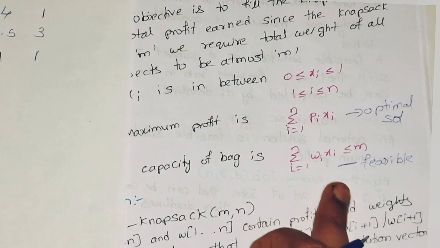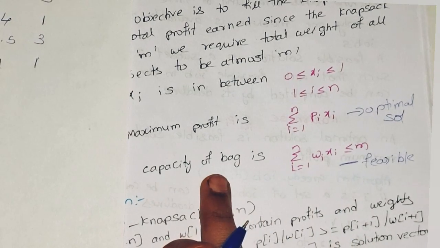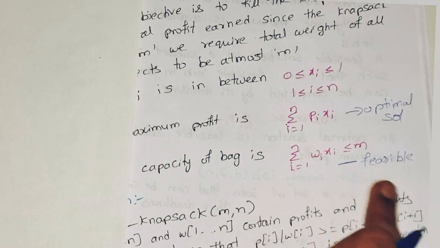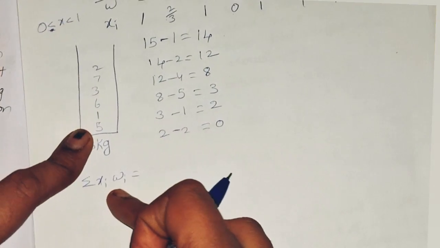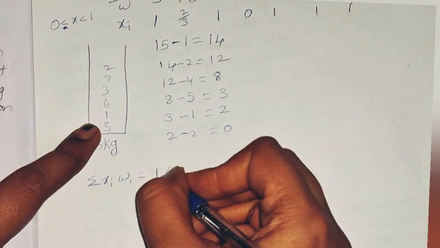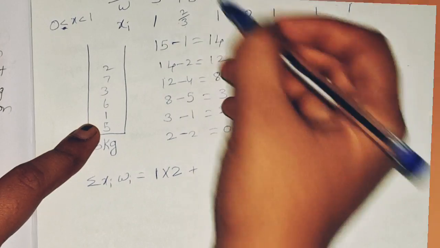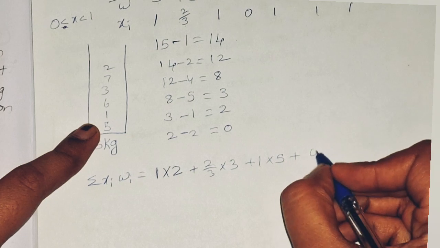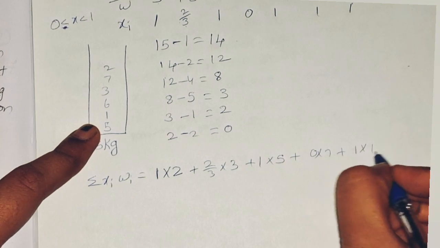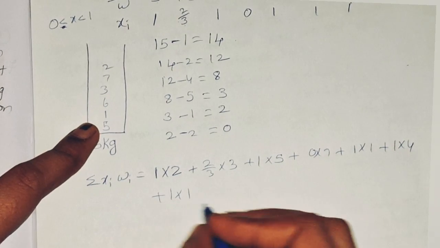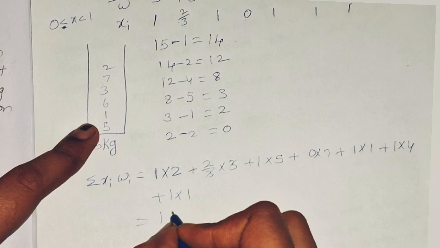First we will see the capacity of the bag. The capacity of the bag is the sum of xi wi. Okay, so is xi into wi less than or equal to m or not? So xi into wi means 1 into 2 plus 2/3 into 3 plus 1 into 5 plus 0 into 7 plus 1 into 1 plus 1 into 4 plus 1 into 1. If you calculate this, the answer will be 15.